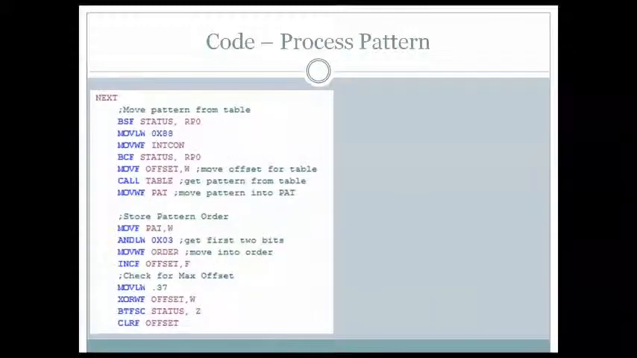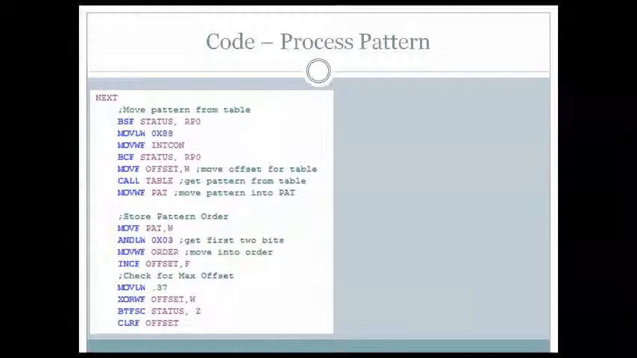Now, inside the next loop, the program first configures the int_con register, enabling the global interrupt enable bit and the port B change of state interrupt enable bit. Then, a pattern is retrieved from the pattern table based on the current value of offset, which, as we discussed, has been determined pseudo-randomly while waiting for the player to start the game. A pattern is returned and moved into the pat register.